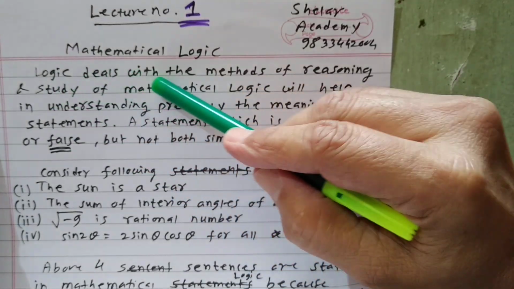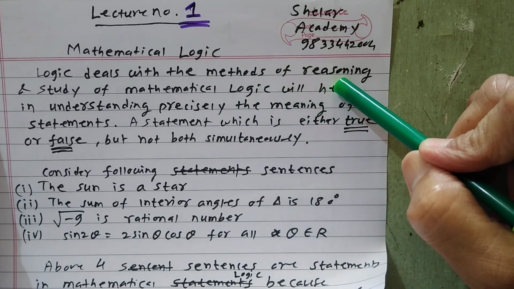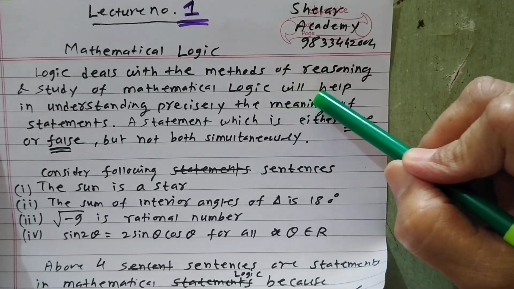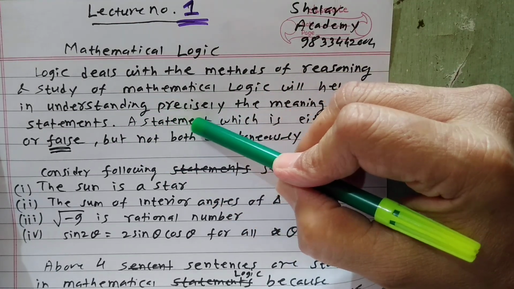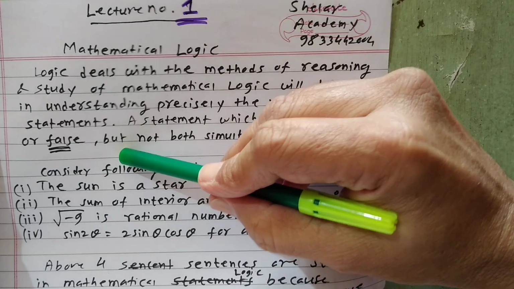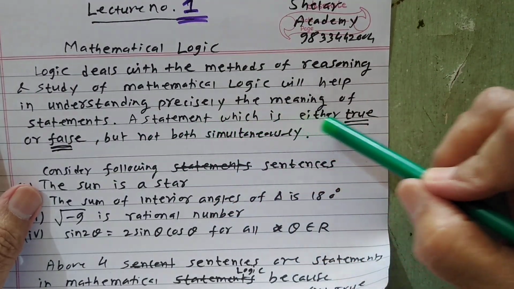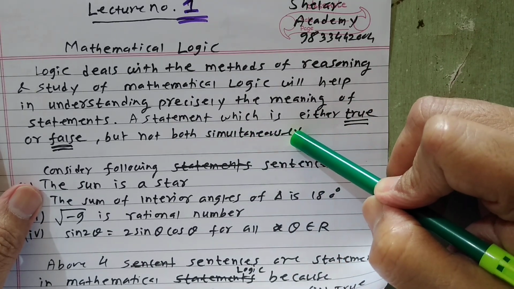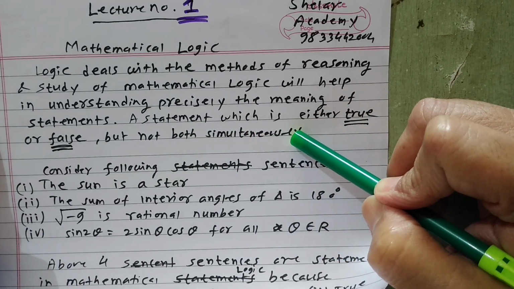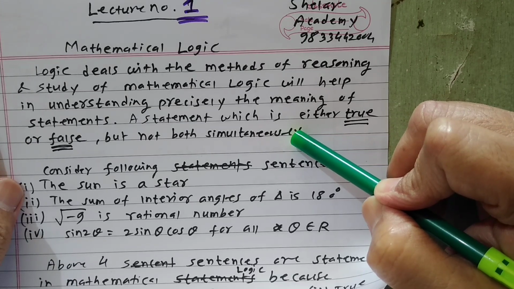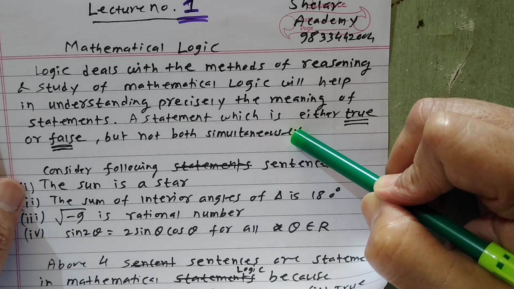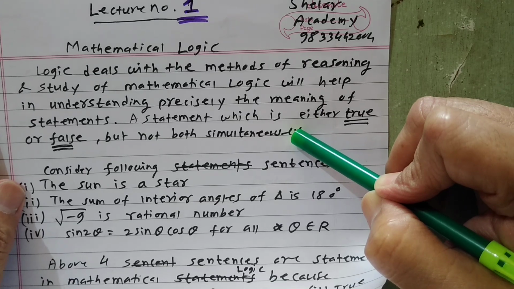Logic deals with the method of reasoning. The method of reasoning and study of mathematical logic will help in understanding precisely the meaning of a statement. A statement which is either true or false but not both simultaneously. Such statements are considered in mathematical logic. That means the statement should have an exact answer like true or false, right or wrong, yes or no. There should not be any ambiguity between the answers.